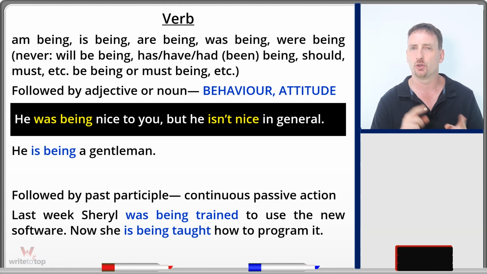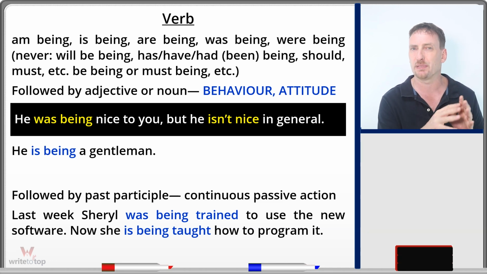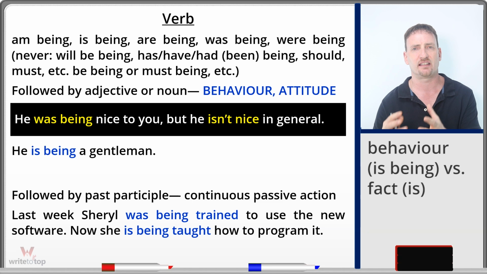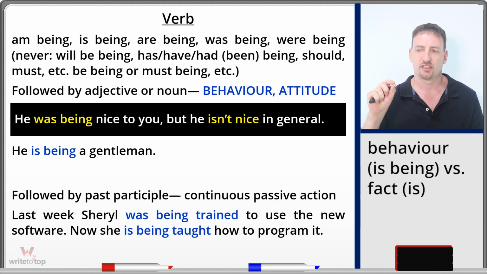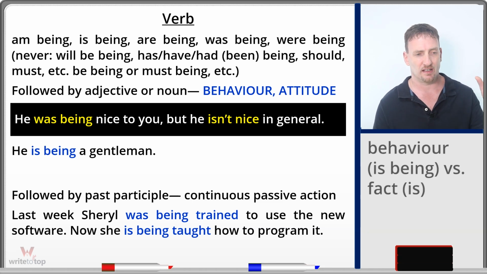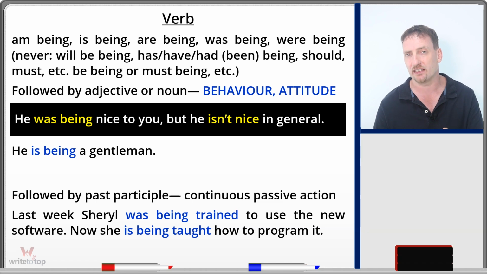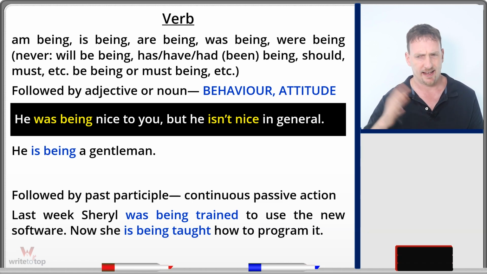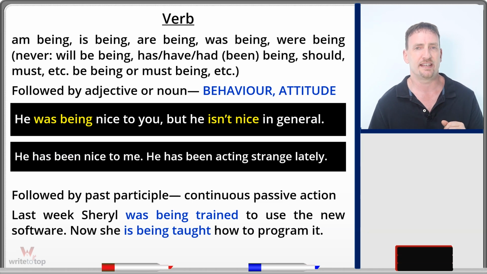So make sure you don't confuse the person's behavior with the fact describing the person. So when I'm using only the be verb, is not, this is a fact, this is a description. When I'm using was or is being, I'm talking about behavior. And I'm going to make a separate video about the be verb generally, because it's very important to understand how to use it. Another one, he has been nice to me.